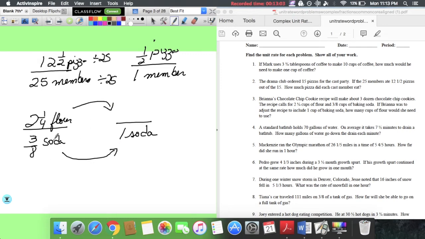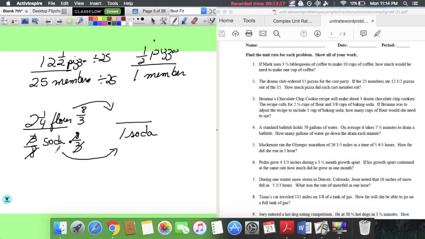And to find the relationship, you're going to have to divide 1 by 3/8, or figure out what number times 3/8 will give you 1. So in this one, it's easy, right? It's 8 over 3, because this one will cancel, right? And you get 1 soda. So on the top, you've got to multiply it by 8 over 3. So it's 2 1/4 times 8 over 3.